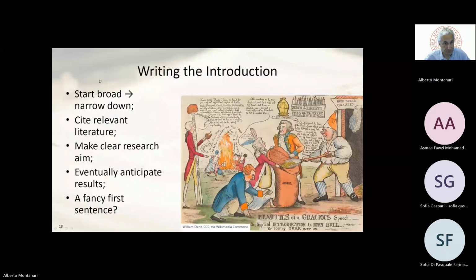Now, these are other suggestions for the introduction. Cite relevant literature. We already mentioned it. Make clear the research aim. Eventually, you may anticipate the results. And as I said, consider a fancy first sentence, because, again, it helps in keeping the reader motivated.